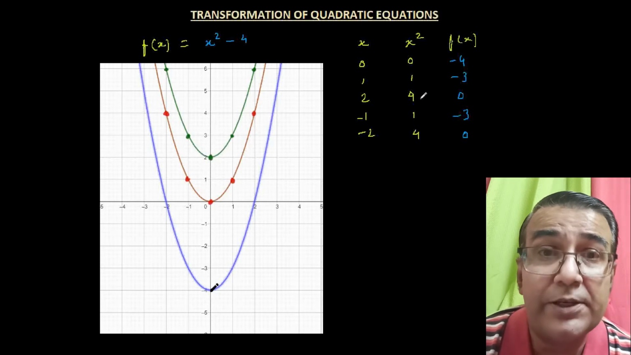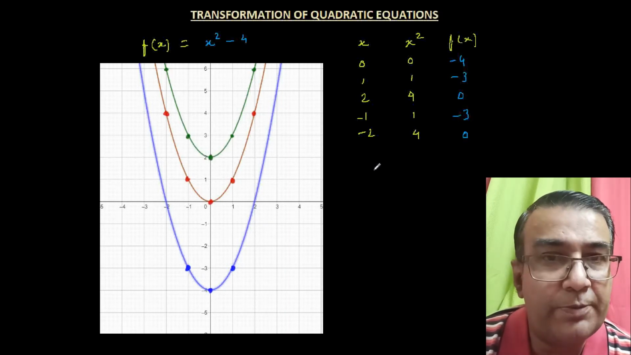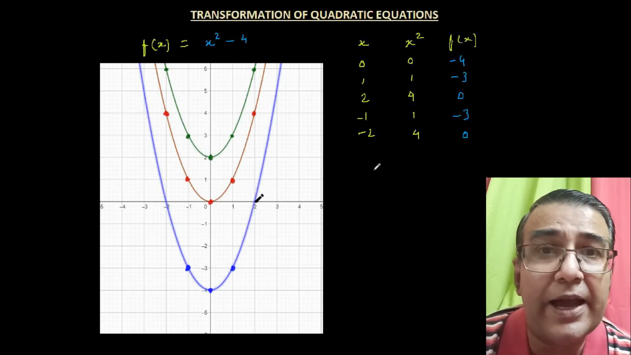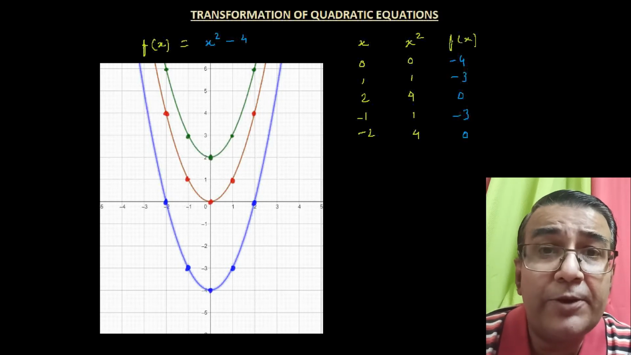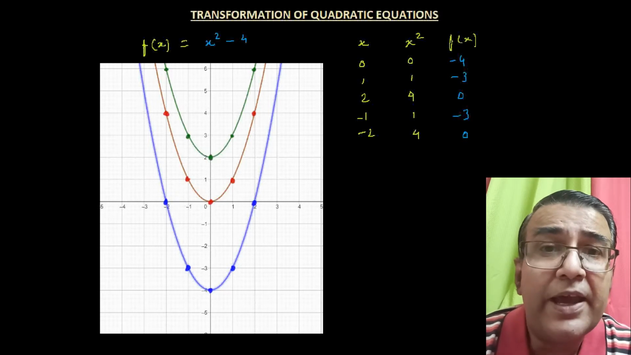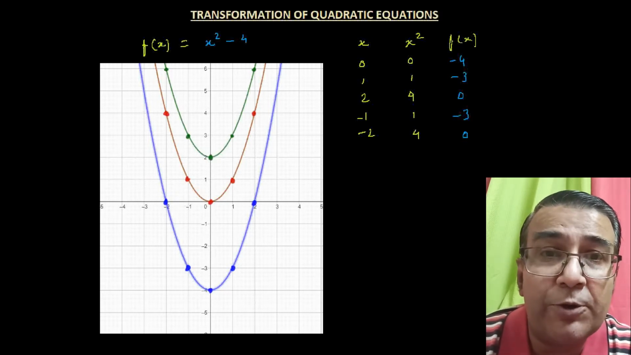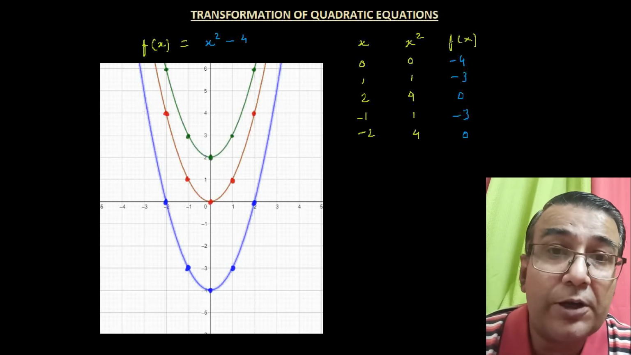And if we mark the points, we have got 0 comma negative 4, which will be right here. We have got 1 comma negative 3, which is here, negative 1 comma negative 3, which is here, 4 comma 0, which will be on the x-axis on this side, and negative 4 comma 0 again on the x-axis but on the other side. So again, if you look at the graph carefully, what has happened is that the vertex from the original function x squared has just moved downwards by 4 units, and not only the vertex but each point on the graph has gone down by 4 units.